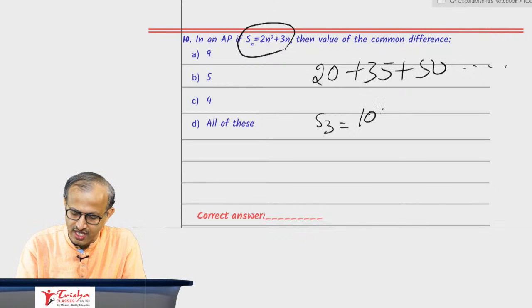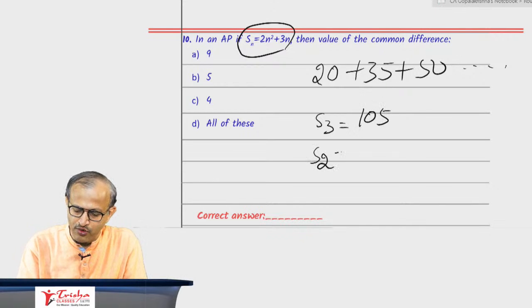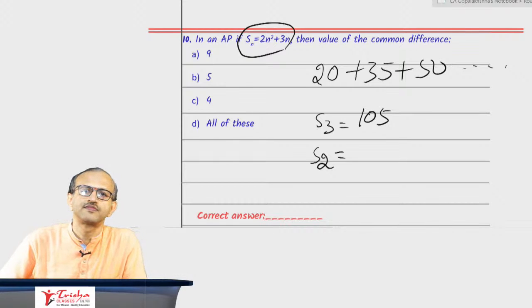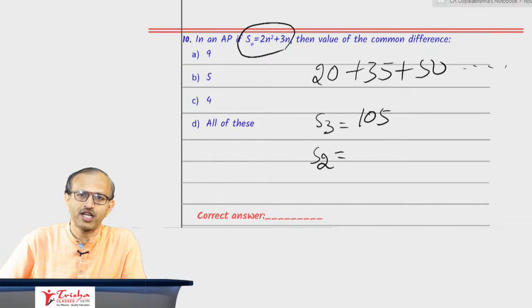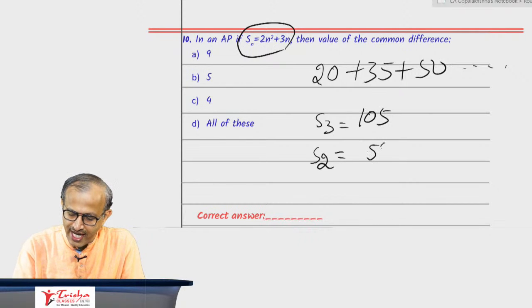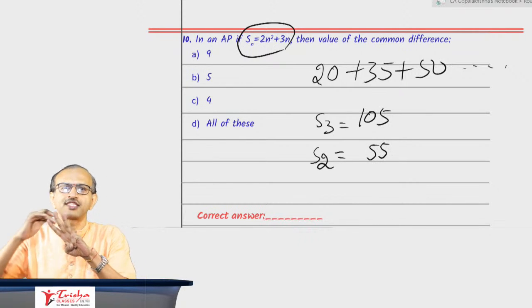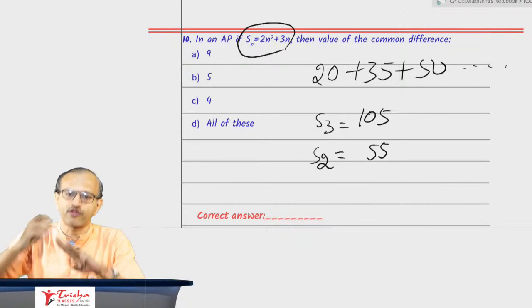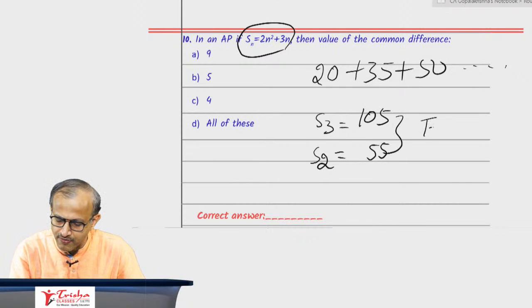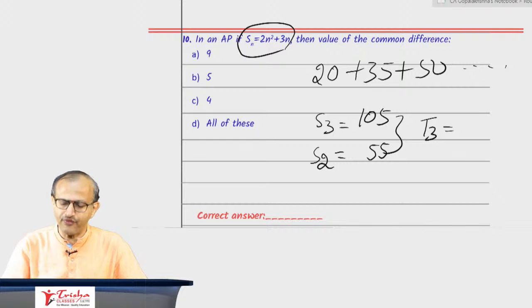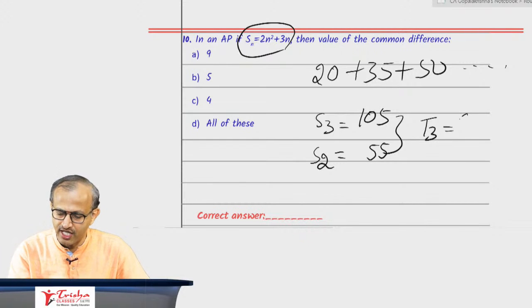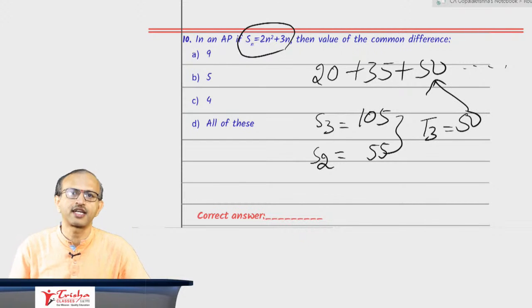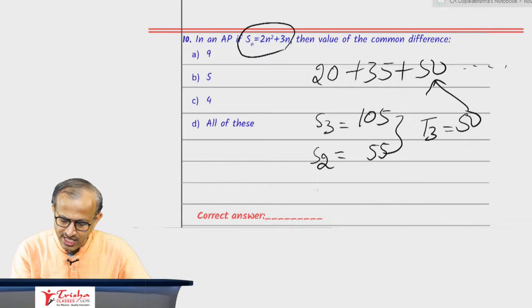What is the difference of 2 terms? First, three terms total is 105, two terms total is 55. What is the third term? The difference is the third term, 50. Do you agree with me? The third term is 50.